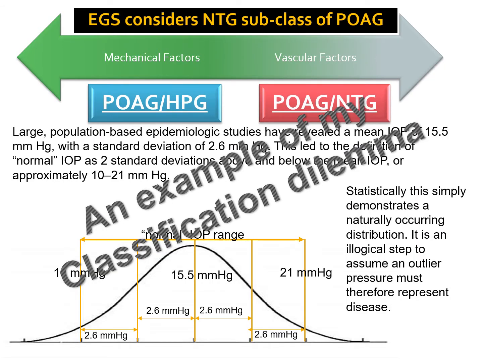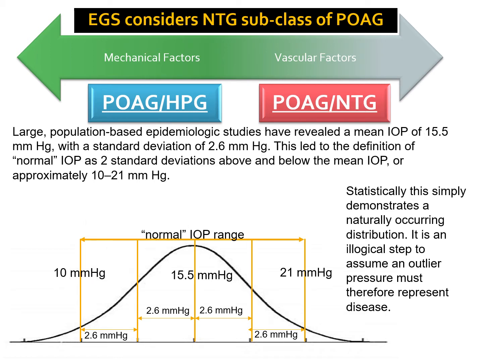So let's look at some dilemmas with classification. And we'll start really just with the whole normal pressure range. How did we get it? Well, basically they just did huge population-based studies, and they revealed that the mean IOP was 15.5, with a standard deviation of 2.6 millimeters of mercury. Two standard deviations either side of the mean gave a range of 10 to 21 millimeters of mercury. That's how they came up with it.